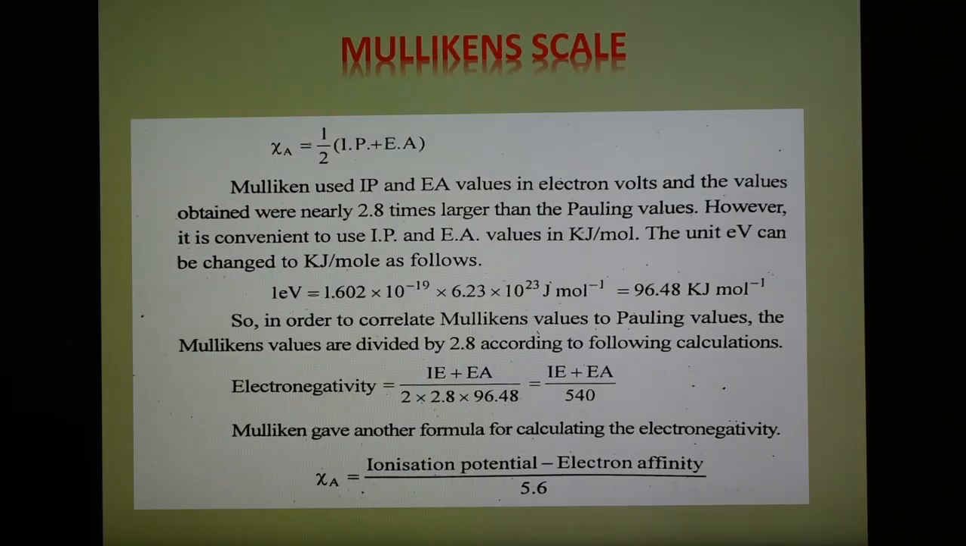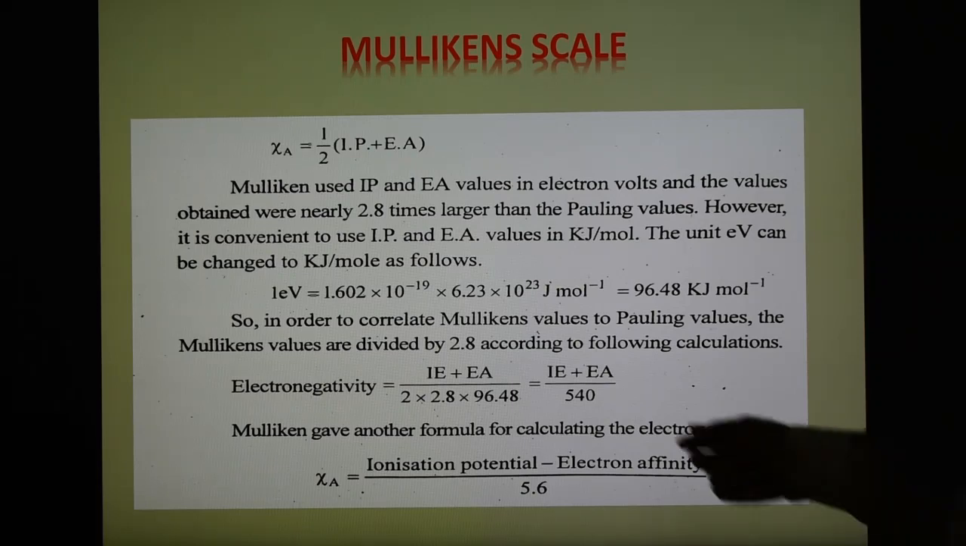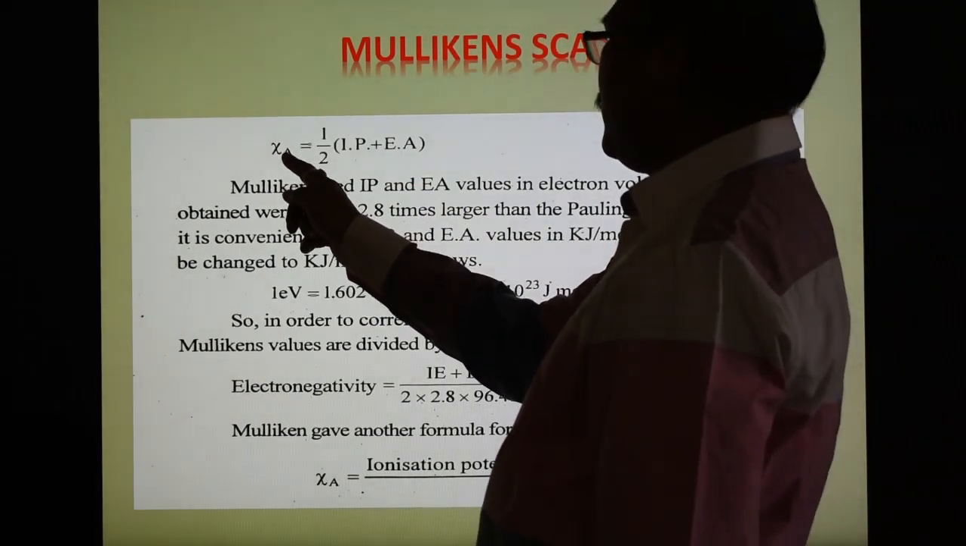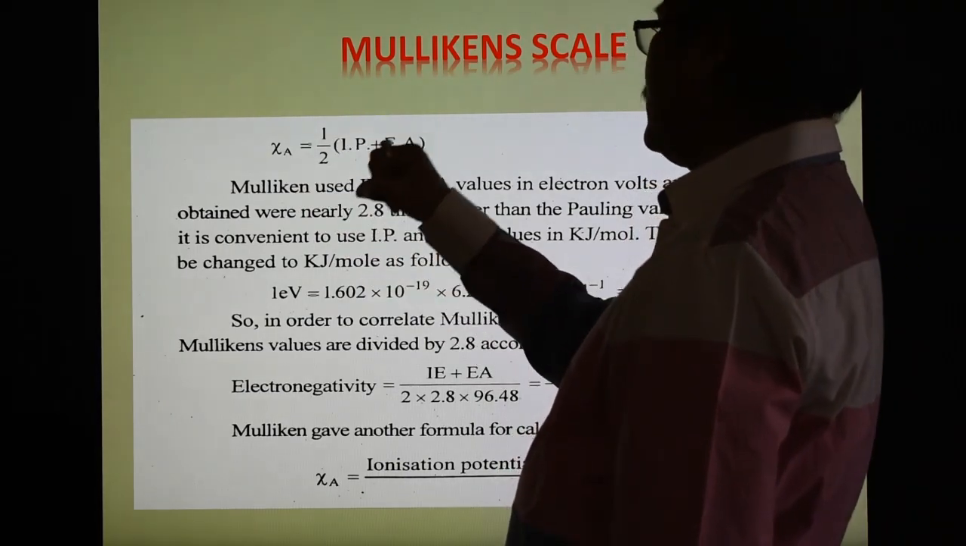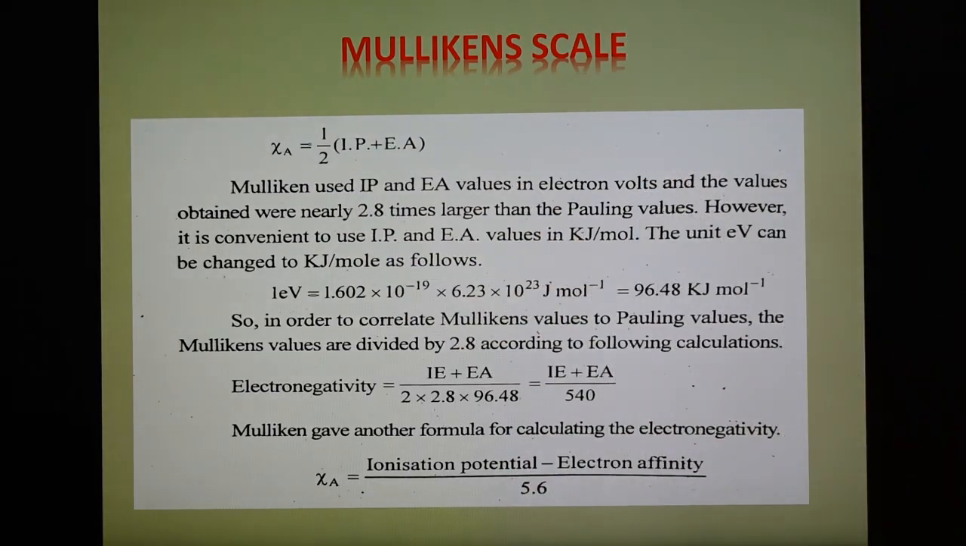And the second is the Mulliken scale, another scale to determine electronegativity, and this is the simple scale. Mulliken proposed that the electronegativity of an element is the arithmetic mean of its ionization potential and electron affinity. So the electronegativity of element A equals 1/2 of the ionization potential of that element plus its electron affinity. It is the average of these two values for that element, ionization potential and electron affinity. By using this equation also we can calculate the electronegativity of that element.